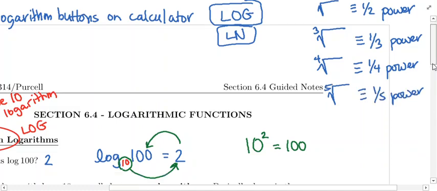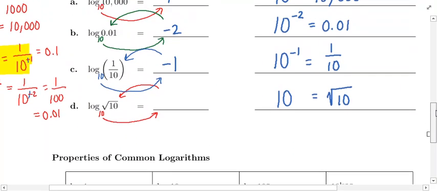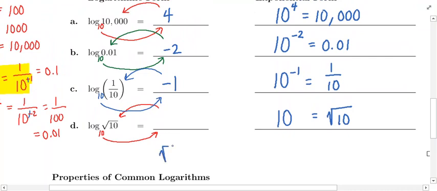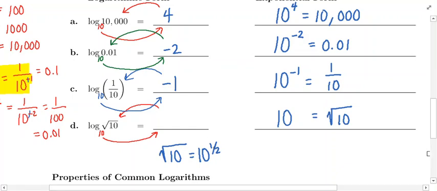So if I'm down here and I'm talking about the square root of 10, the square root of 10 is equal to 10 to the 1/2 power, because taking the square root of something is the same thing as raising it to the 1/2 power. So the answer here is going to be 1/2, because if you take 10, the base, and raise it to the 1/2 power, that's the same thing as taking the square root of 10.